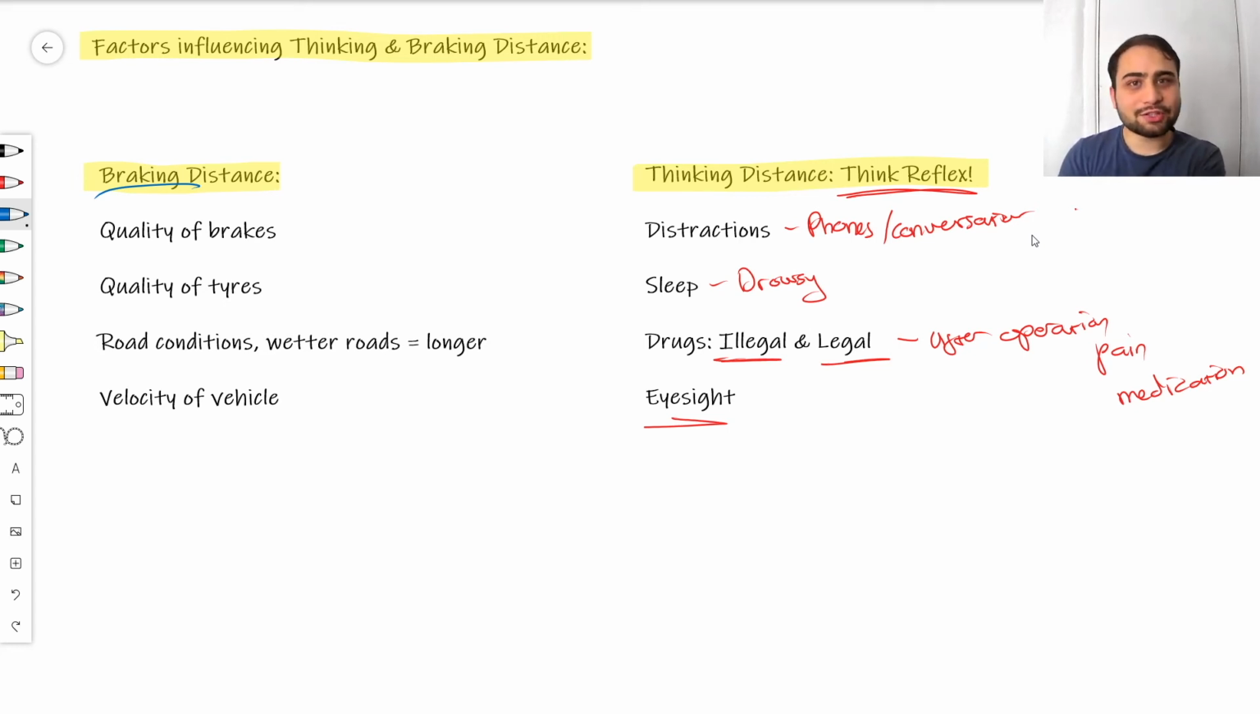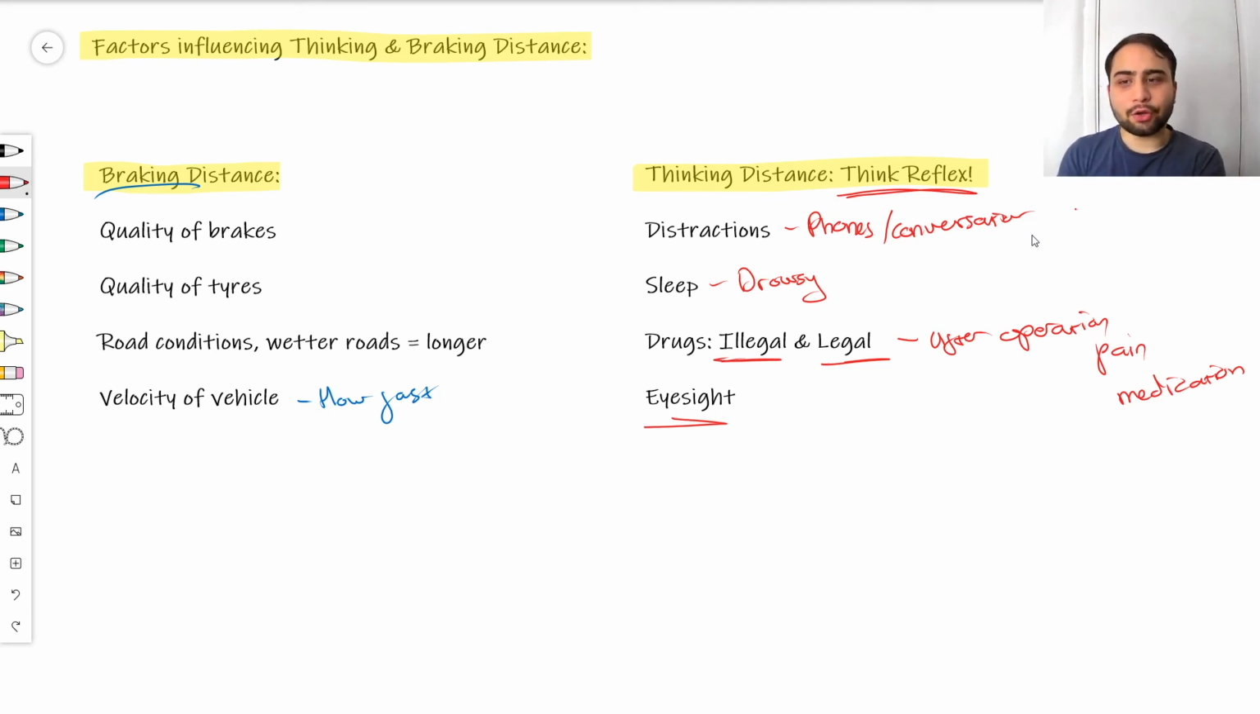Finally, we have velocity of the vehicle. So this is how fast you're going. And this is actually very, very interesting, because you'll notice that it's not a linear relationship. If you double your speed, your braking distance doesn't double, in fact it quadruples. Why is that? Let's have a look at that right now.